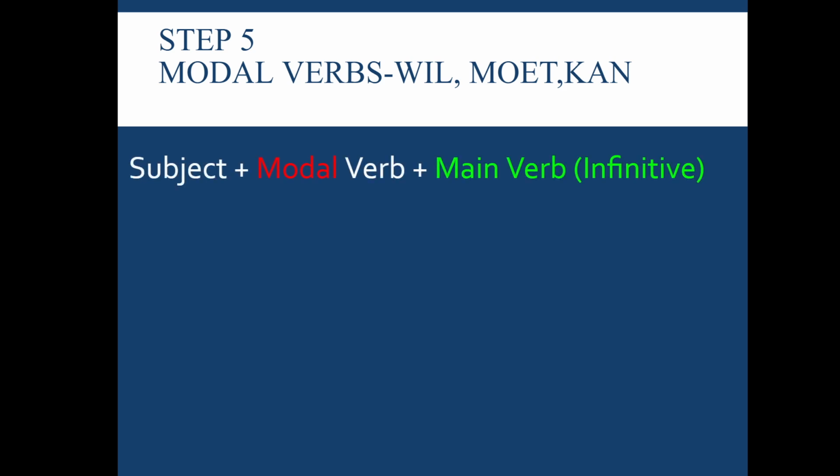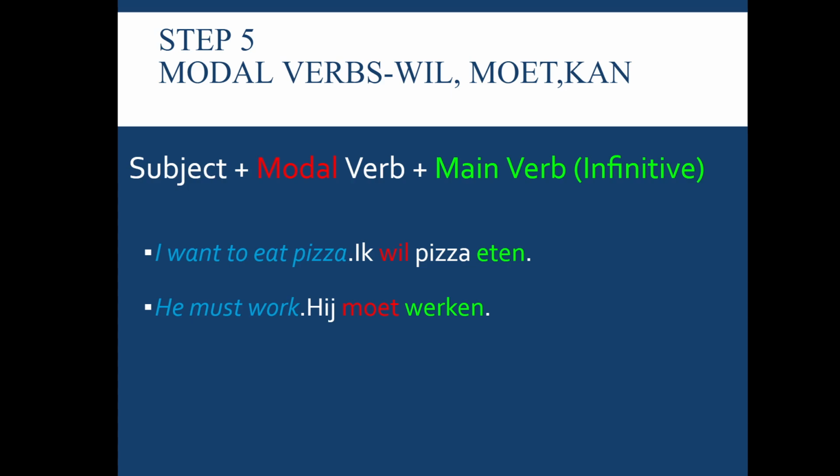Let's now talk about modal verbs, like want, can, or must. In Dutch, when you use verbs like willen, moeten, or kunnen, you put the second verb at the end of the sentence. For example, I want to eat pizza. Ik wil pizza eten. He must work. Hij moet werken. We can come tomorrow.